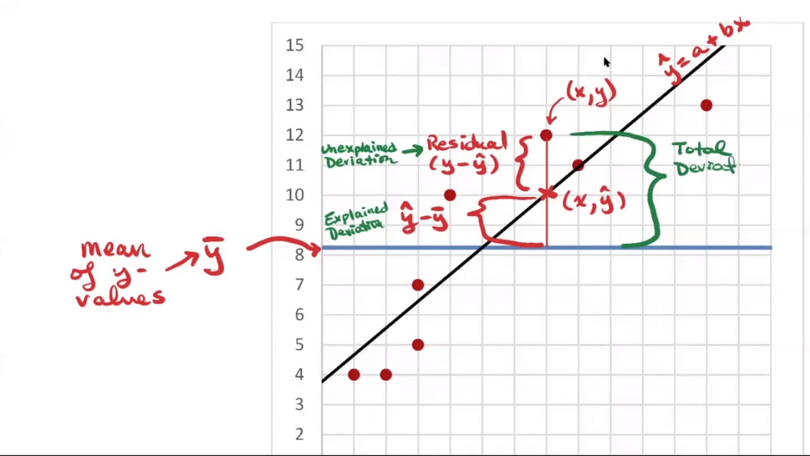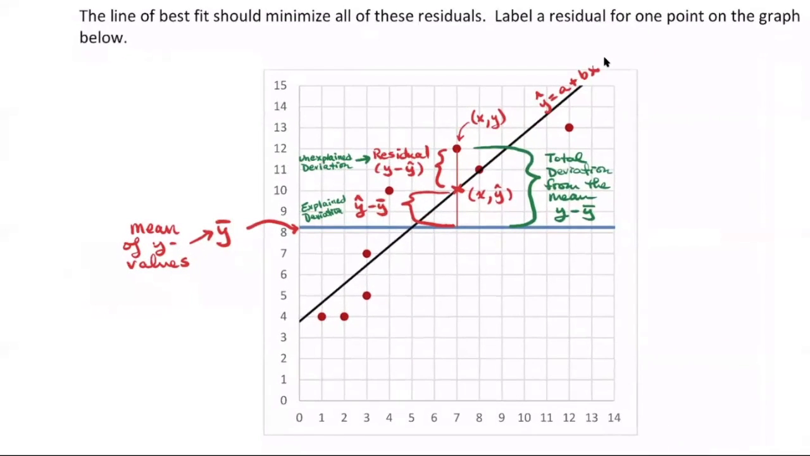You can say from the mean. And remember, the blue line is the mean of the y values. So total deviation is the y coordinate of the point, which is y, minus the y coordinate of the mean, which is y bar. And there's not another term for that. We have unexplained deviation, we have explained deviation. If you add those up, you get the total deviation. Any questions?